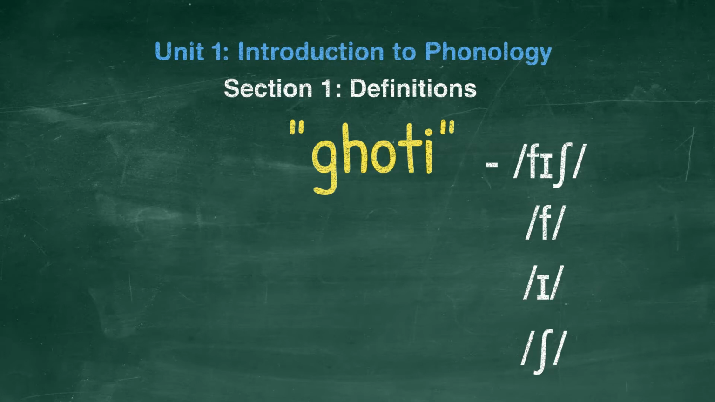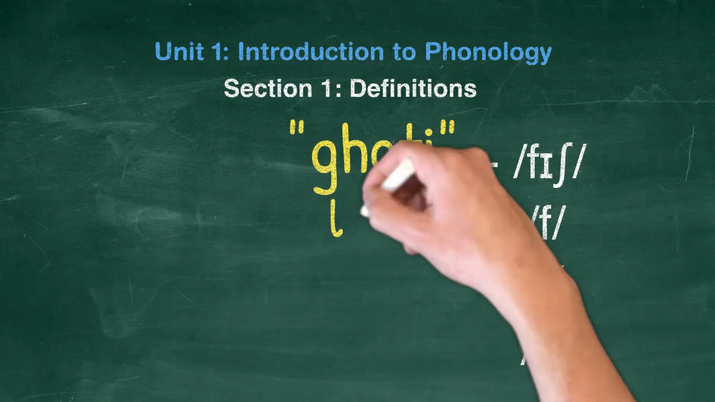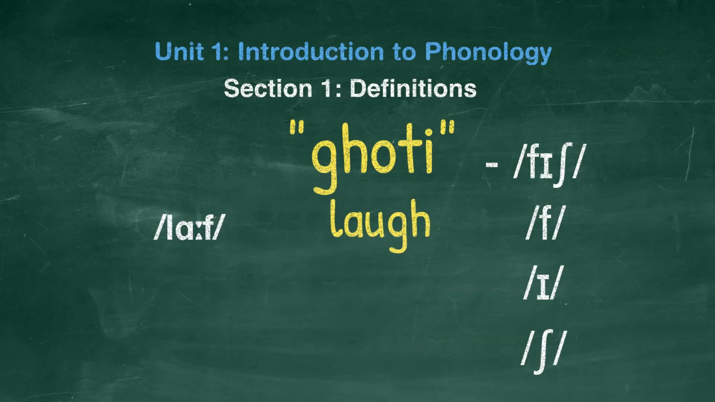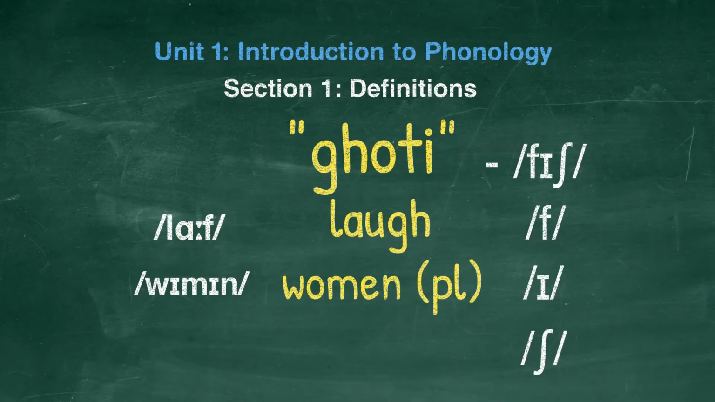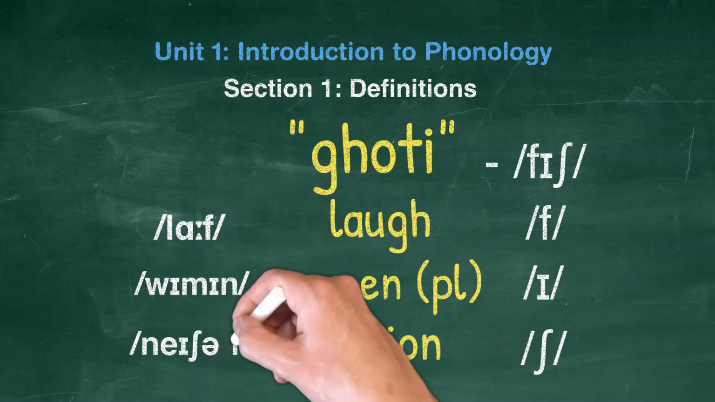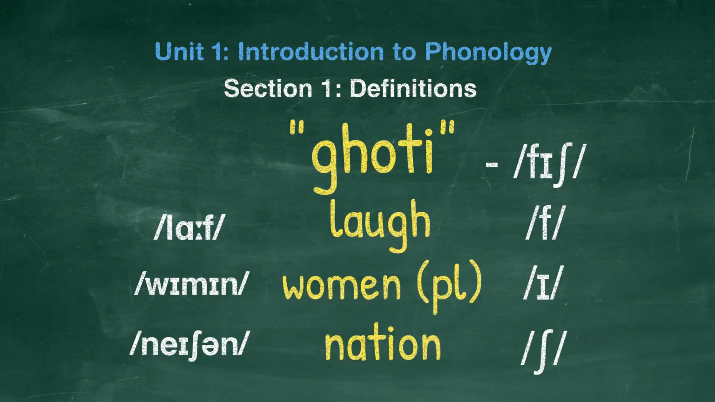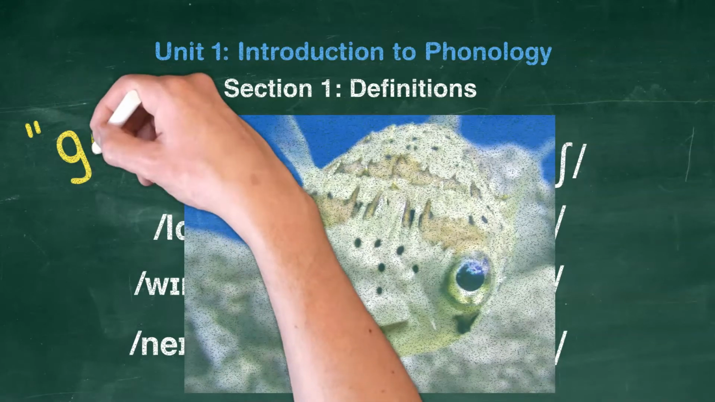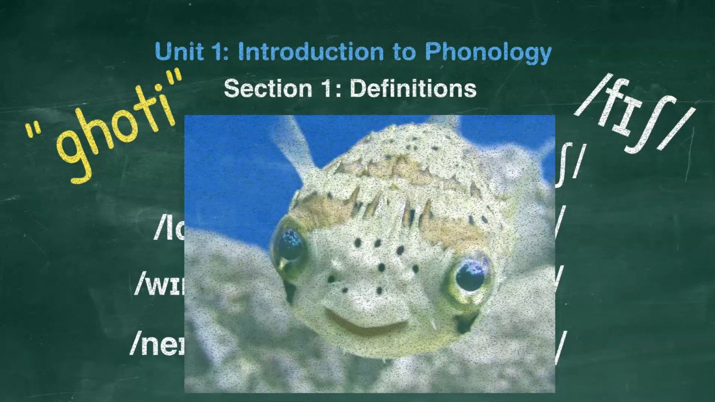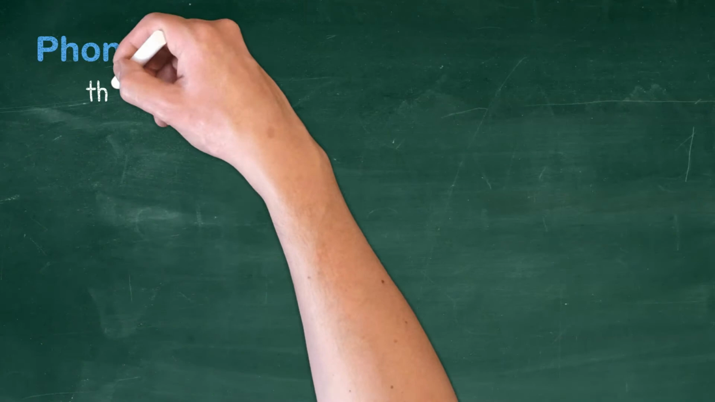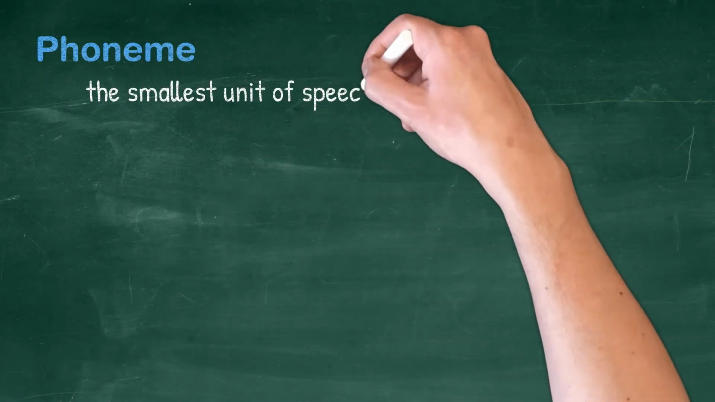So when looking at it grammatically, that thing may look like goti, but if we look at it phonetically, we can get the f from laugh, the i from women, and the sh from nation. See that? Fish. Crazy. And that word fish is a collection of three sounds, f, i, and sh. Those three sounds are three phonemes. A phoneme is the smallest unit of speech sounds.